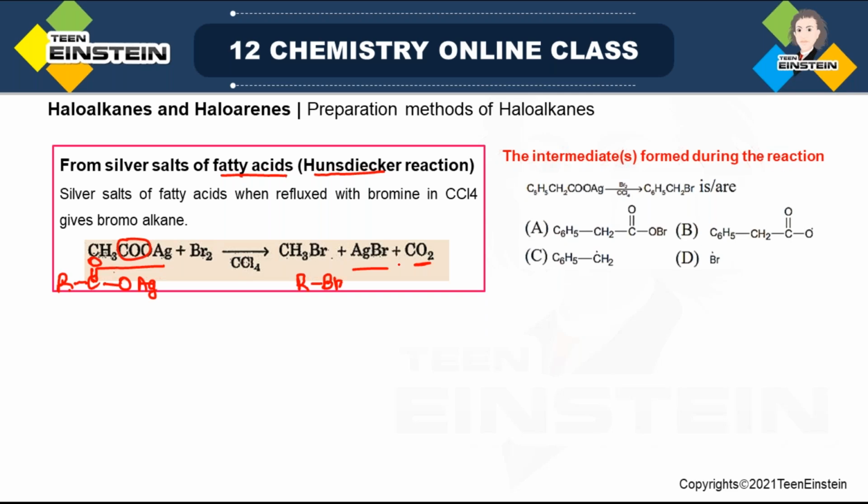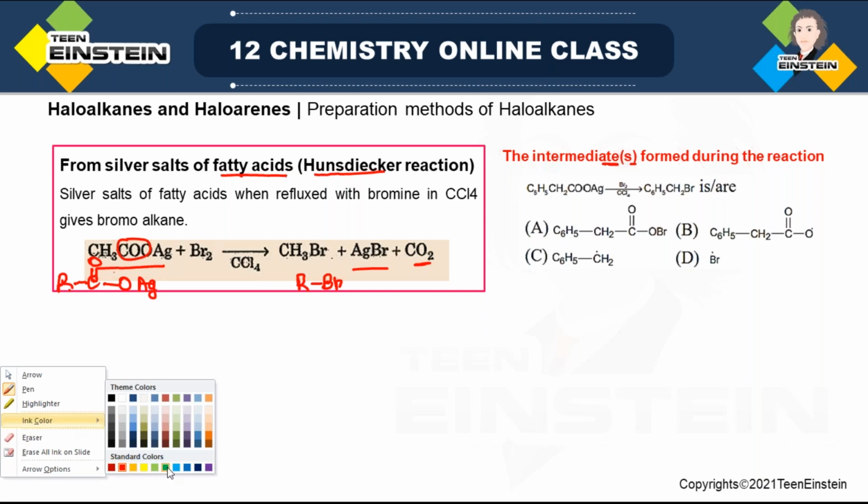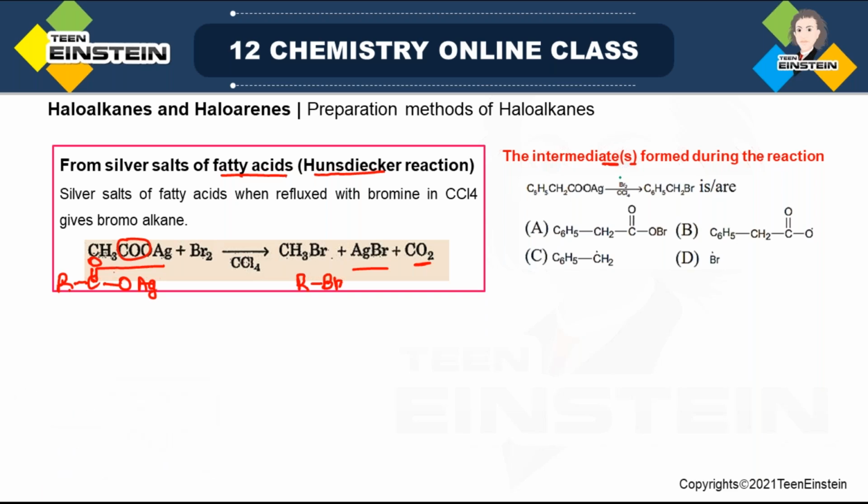Now here we have a question related to the Hunsdiecker reaction, and when we solve this question, we'll get the idea of what different steps are involved in this reaction, because it is not a single step reaction. This question is all about the mechanism. It is asking for the intermediate in bracket S, that means it may be one intermediate or it may be more than one intermediate. Both possibilities are there. So it is the number of intermediates that are formed during the reaction.